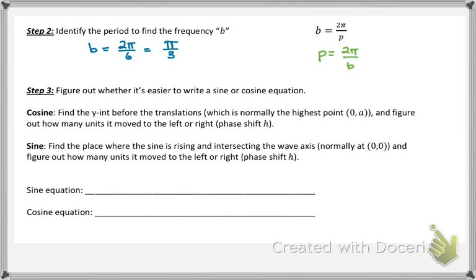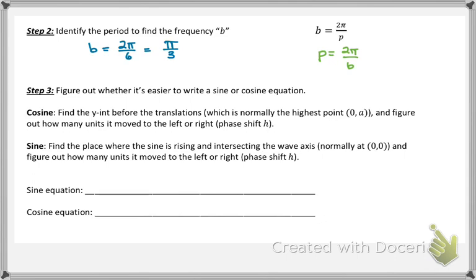And then the last thing I need to figure out is whether it's easier to write a sine or cosine function. Now for your practice, I'm going to have you write both. So you have to figure out how to write a sine function and a cosine function. Normally it will only ask you for one, but we're going to practice writing both.